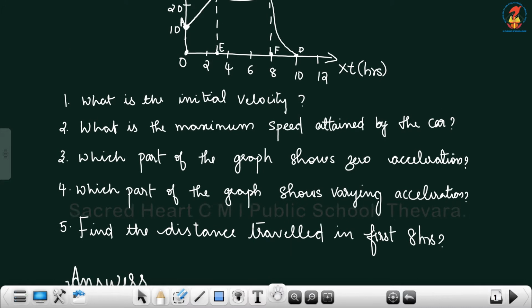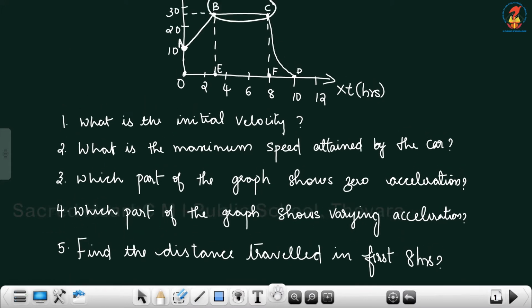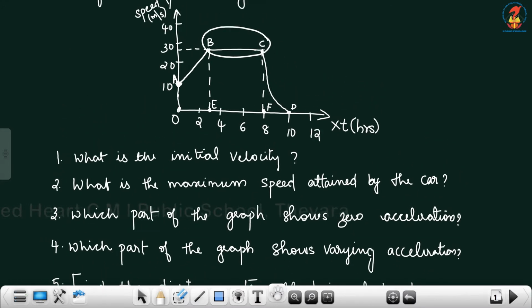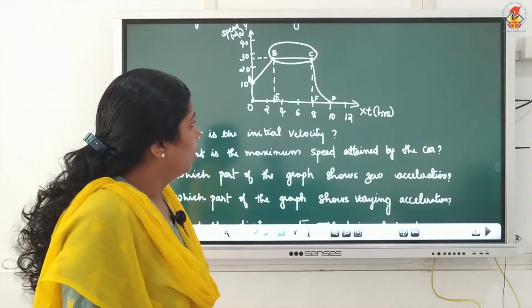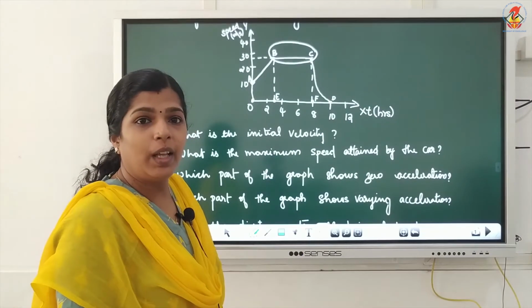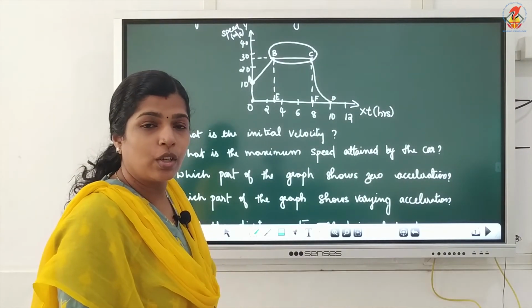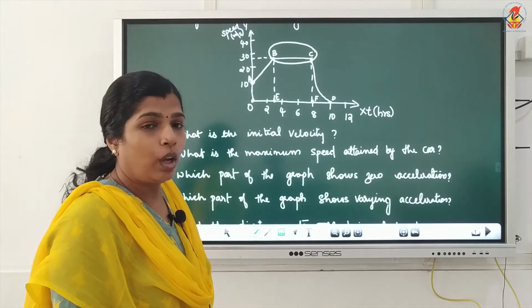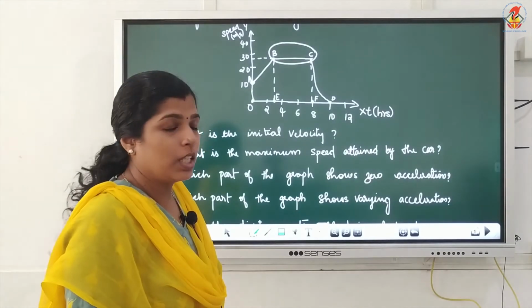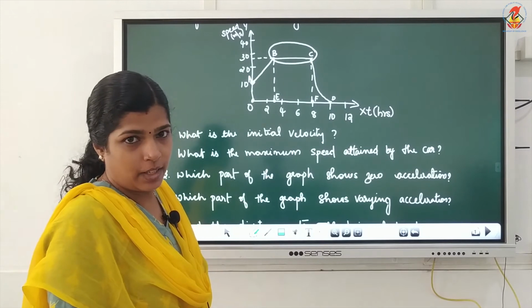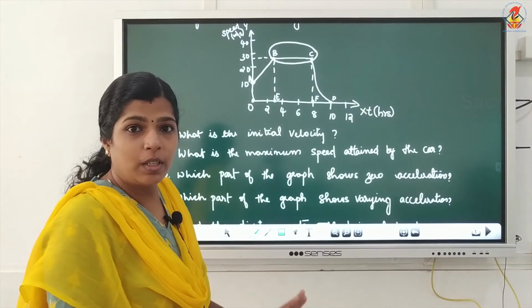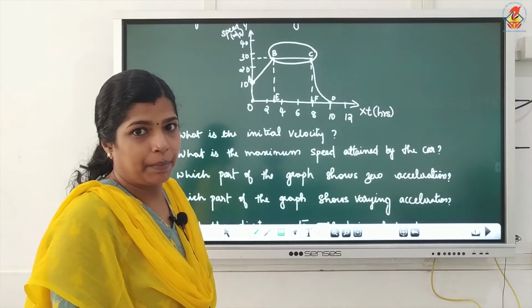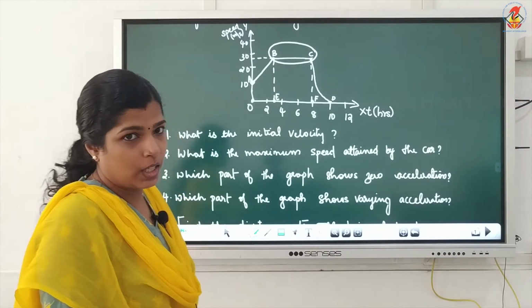Then next question is, which part of the graph shows varying acceleration? Means changes will be there in the acceleration. The acceleration is not a constant value, not 0, but changes will be there in the acceleration. So, it is not represented by the straight line.